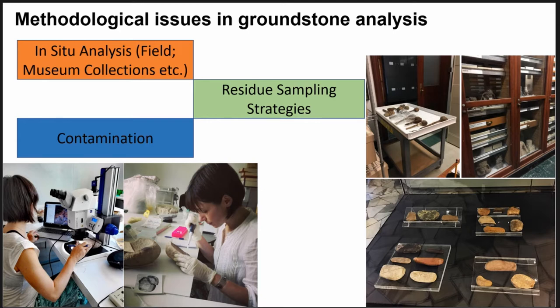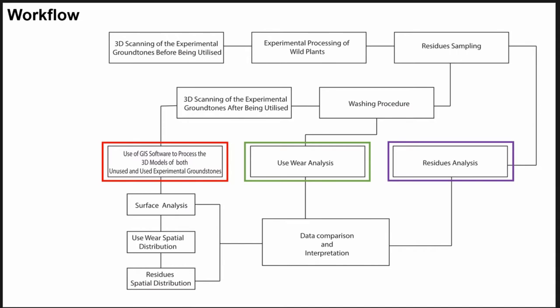To do this, we developed this methodological framework, which comprises both quantitative and qualitative analysis. In particular, we focus on three techniques: the use of GIS software and 3D models to quantify surface changes due to use, and also to analyze the spatial distribution of both use-wear and residues. Then we analyze the surface of the tools, both archaeological and experimental, for use-wear analysis at low and high magnifications. And of course, we also do residue analysis in order to characterize and define the residues that we might find entrapped in the crevices of the tools' surfaces.